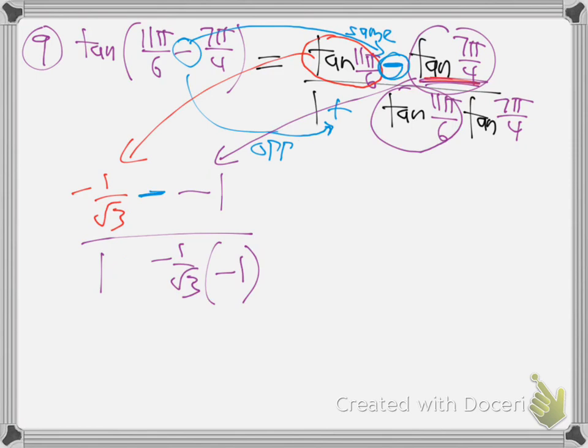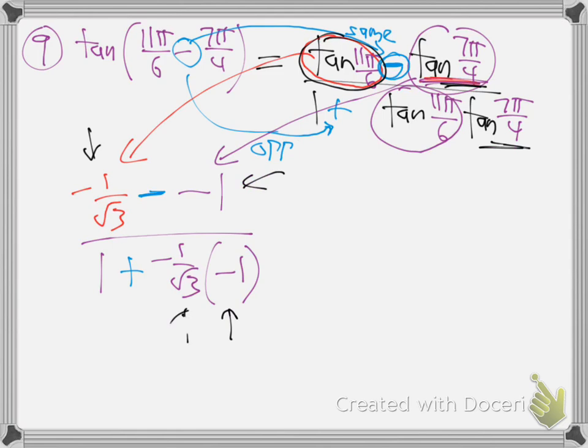So these two signs, the ones in the blue there, were built right into the formula, and then there's everything else plugged in. We good there? Everywhere that we had tangent of 11 pi over 6, I plugged in minus 1 over root 3, minus 1 over root 3. Everywhere we had tangent of 7 pi over 4, I plugged in negative 1, negative 1.